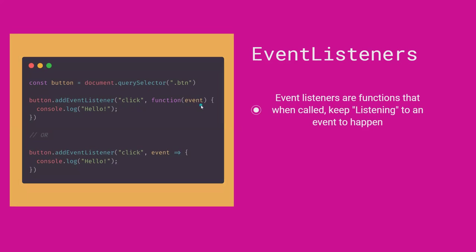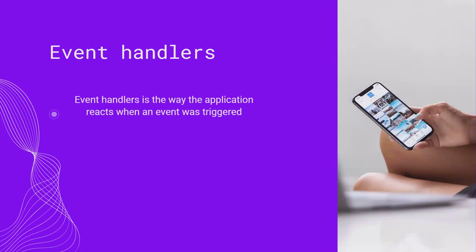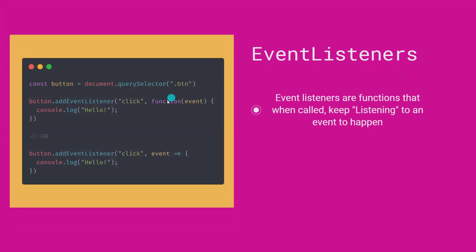But what are event handlers? An event handler is the way that the application reacts when an event was triggered. And that is what we want to use. We want to call a function, an anonymous function or an arrow function like this, or another function, just to handle the event.